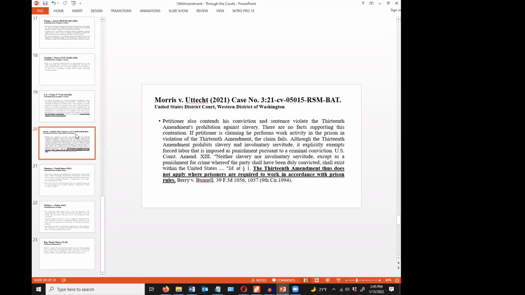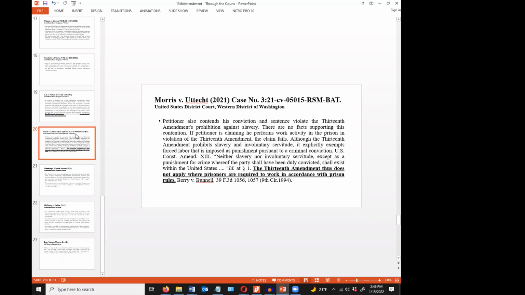And it said, petitioner also contends his conviction and sentence violate the 13th Amendment's prohibition against slavery. There are no facts supporting this contention. If petitioner is claiming he performs work activity in the prison in violation of the 13th Amendment, the claim fails. Although the 13th Amendment prohibits slavery and involuntary servitude, it explicitly exempts forced labor that is imposed as punishment pursuant to a criminal conviction. And it repeats, the 13th Amendment.